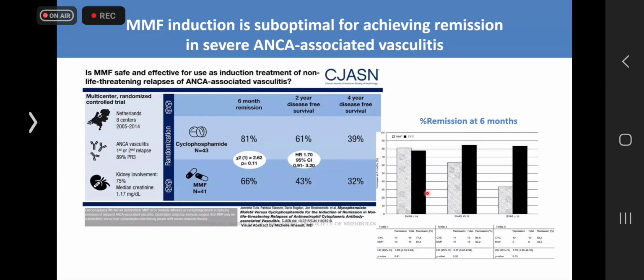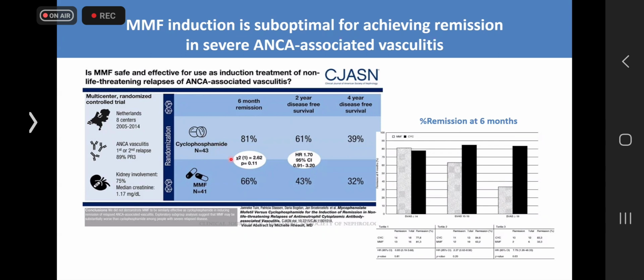So mycophenolate is used, I think, much more often in ANCA vasculitis by our colleagues in rheumatology than by nephrology. And the reason is that there's evidence for it, particularly in milder forms of vasculitis, but in severe ANCA vasculitis, I think it's suboptimal. And it's suboptimal both for achieving remission, and that was shown in this series from the Netherlands.